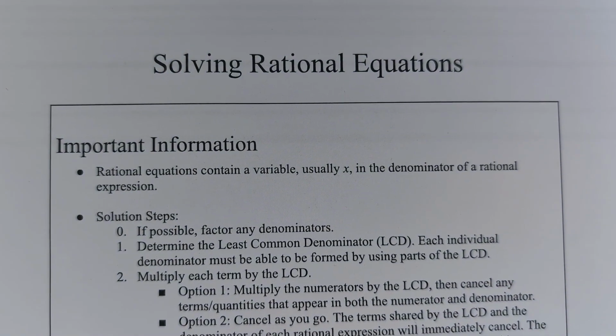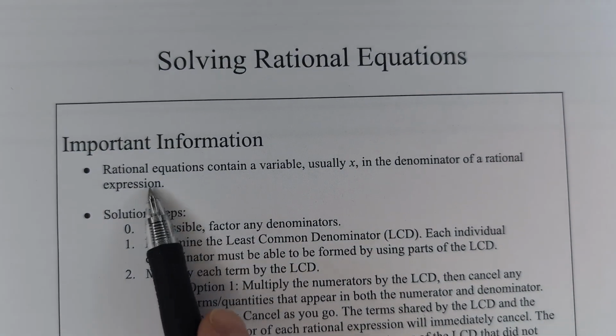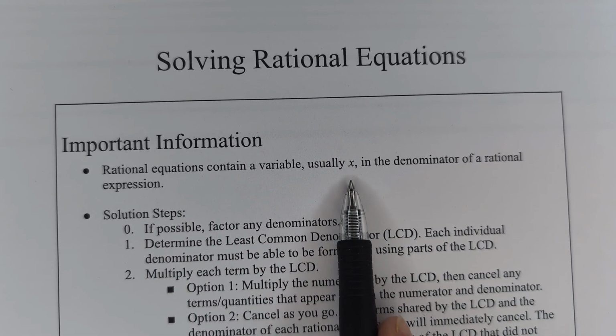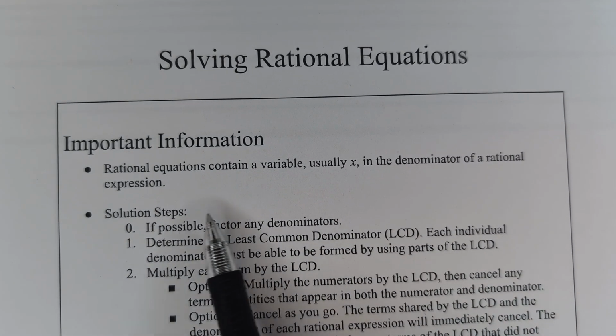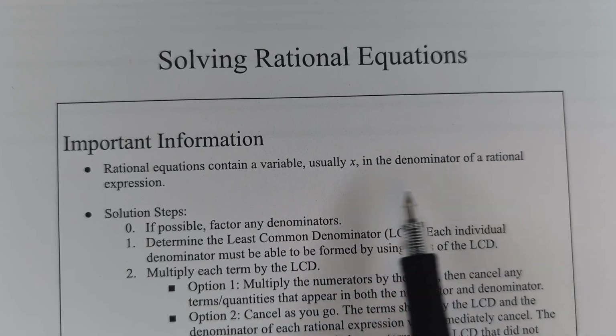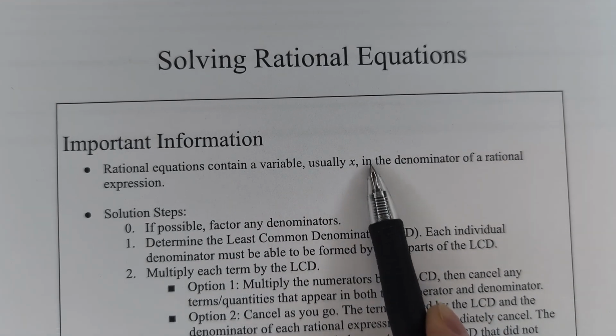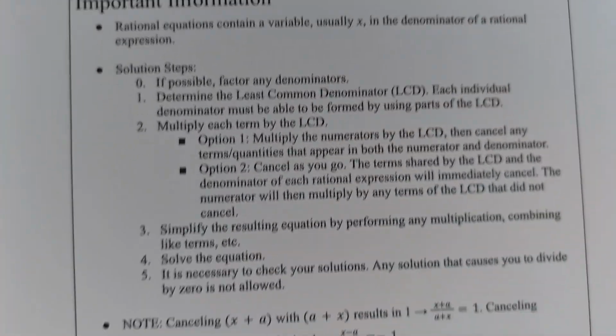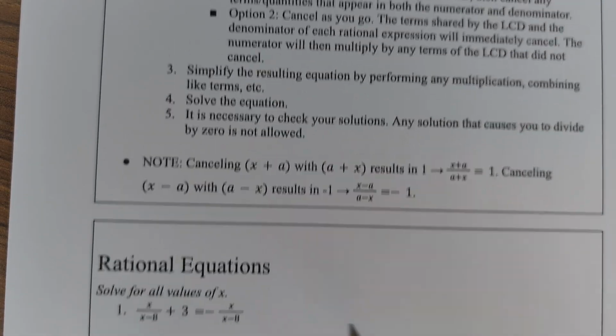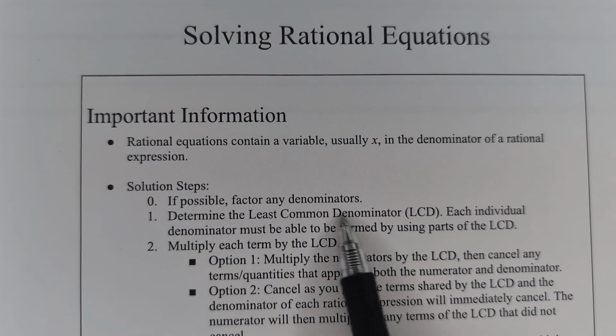Here we go, the notes for solving rational equations. So rational equations contain a variable, usually x, could be any letter though, in the denominator of a rational expression. A rational expression is just a fraction, and the denominator is the bottom, so it means we usually have x's on the bottoms of fractions, like that guy. So here's our solution steps.